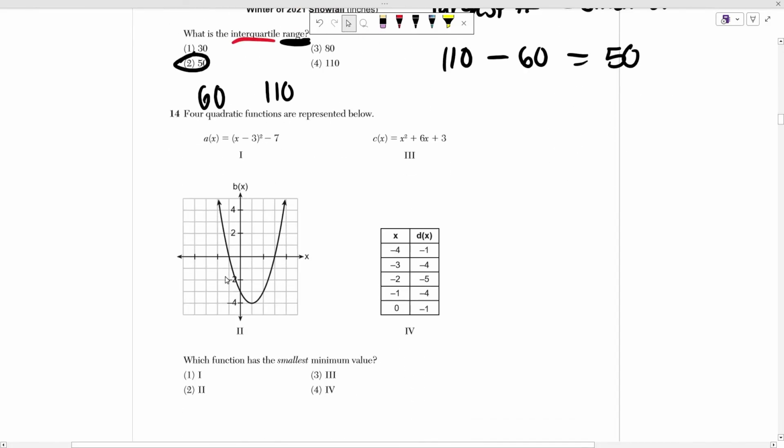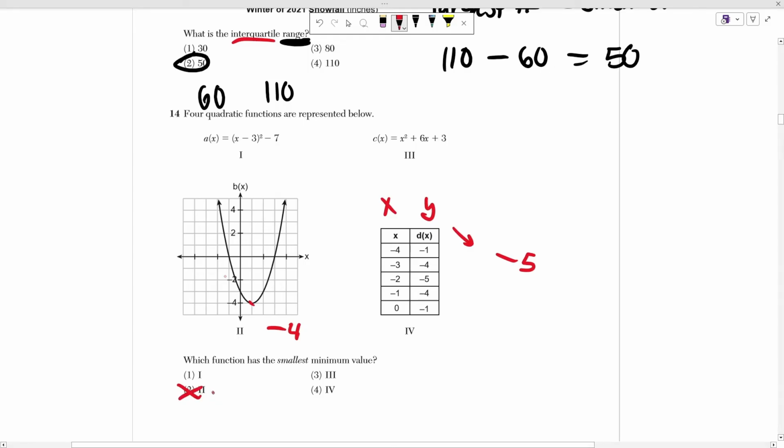Number 14 says 4 quadratic equations are represented below. Which function has the smallest minimum value? Okay, so which one of these values is going to be the smallest, right? So let's look at it, right? For choice 4, the smallest value, this, for example, this is x and this is y. The smallest value here is -5, okay? Here, the smallest value is -4. So automatically, because choice 4 has a smaller value, we can eliminate choice 2, okay?